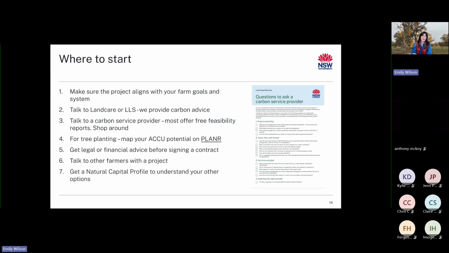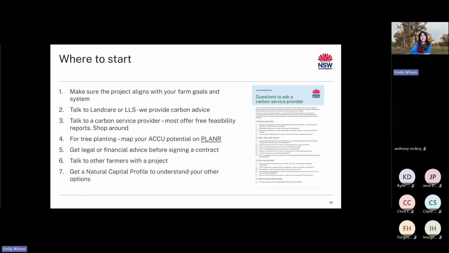You can actually go talk to a carbon service provider. Most of them offer free feasibility reports. They're pretty transparent about what their commercial arrangement is or what services are included, and there's no obligation, except they might just keep ringing you up. So hopefully not too much though. So definitely shop around and talk to some of them as that next step as well.